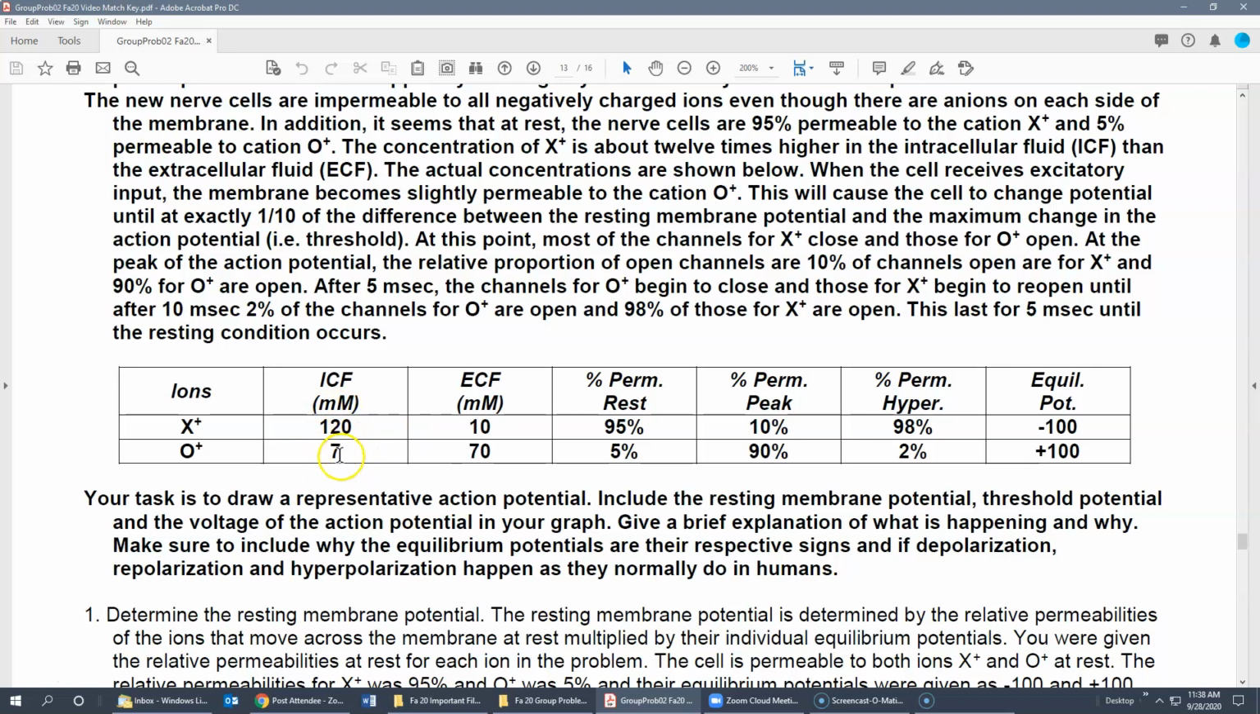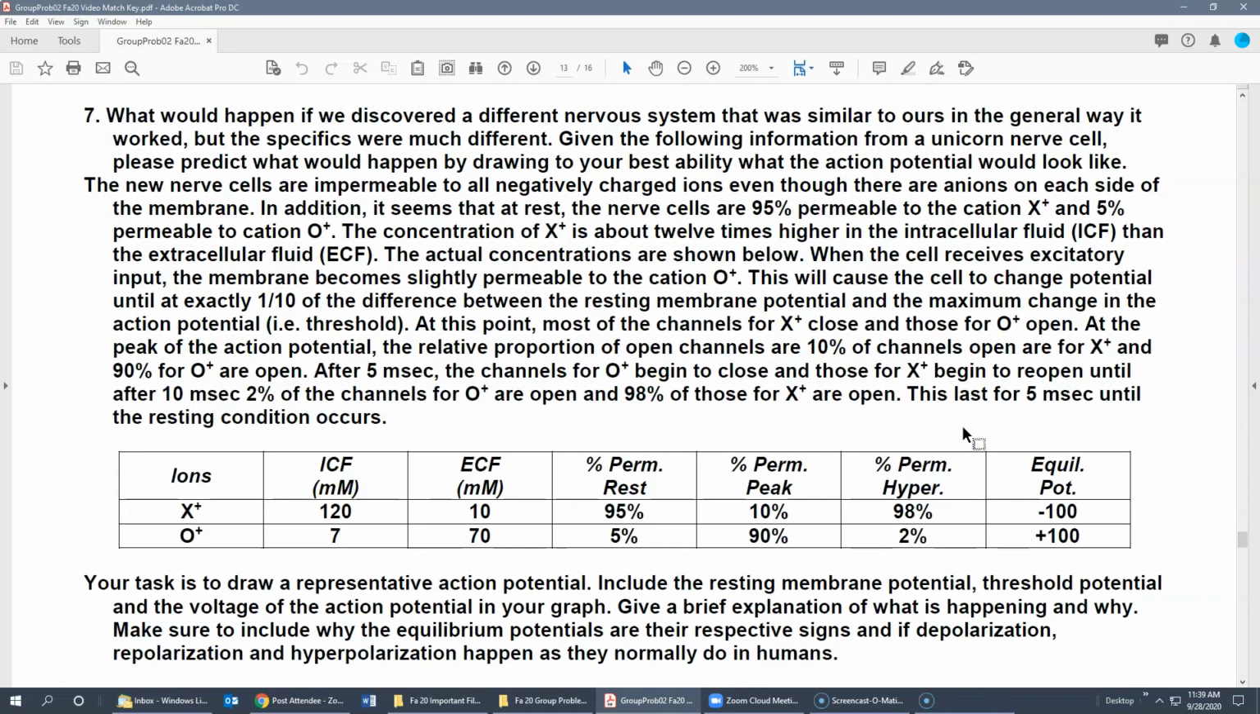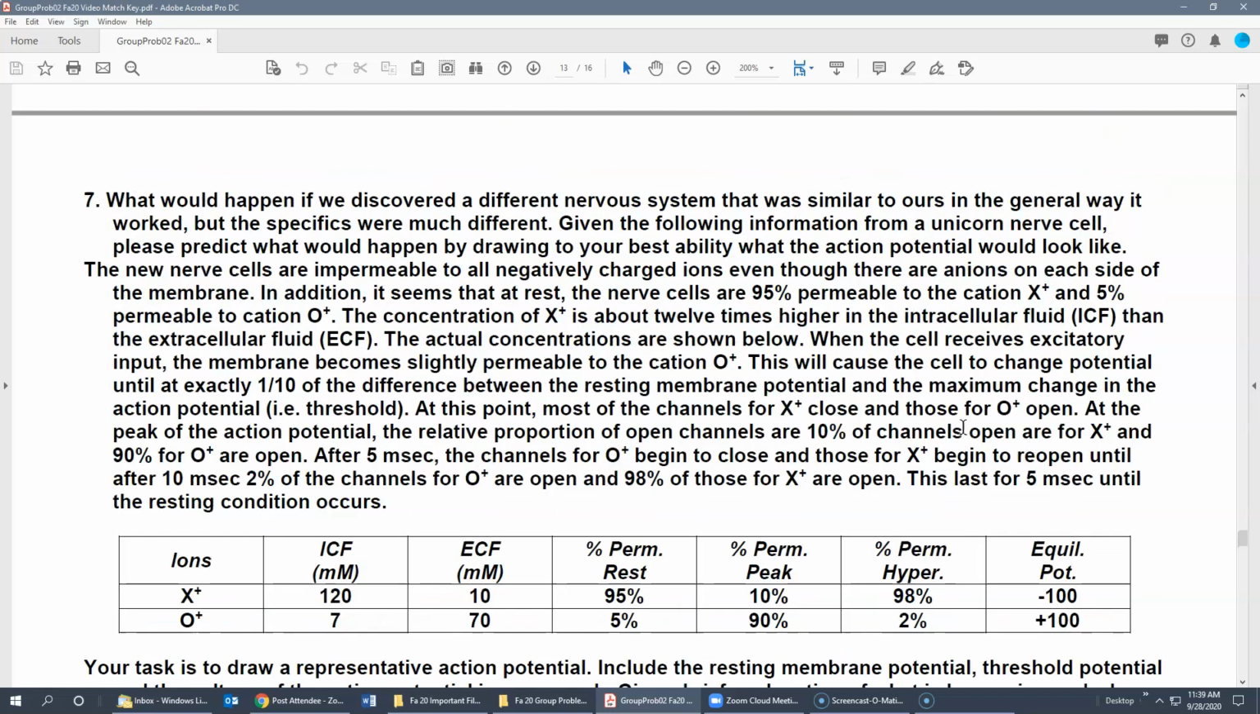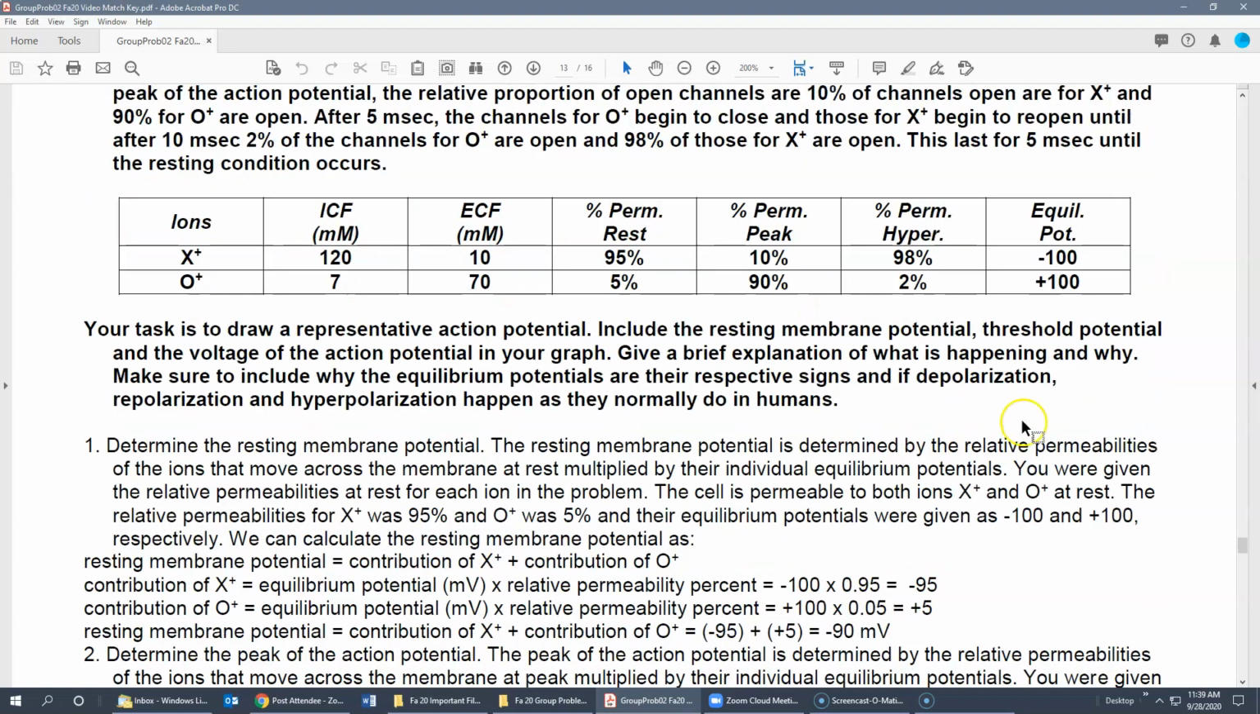So for O plus, the intracellular fluid is 7, the extracellular fluid is 70. So the concentration is higher on the outside. If I open a channel, O plus diffuses into the cell. It's positive. It'll make the cell more positive, so its equilibrium potential sign should be positive. Now, you don't have to figure out the equilibrium potential numbers, the magnitude. It's figured out by the Nernst equation, and we're not responsible for knowing the Nernst equation for humans, let alone some different organism, right? So you're always going to have to be given that number there.